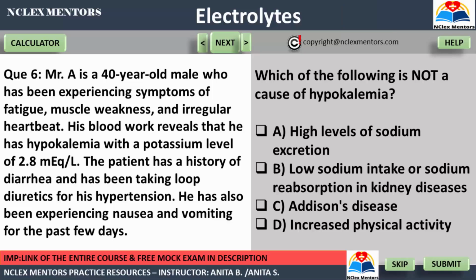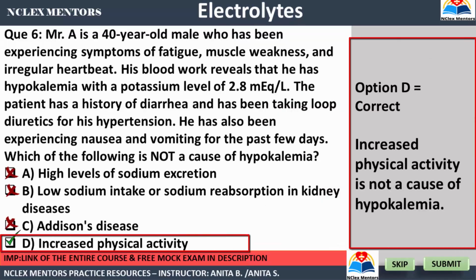All right, let me reveal the right answer to you. The correct answer is D, or increased physical activity. Increased physical activity is not a cause of hypokalemia.